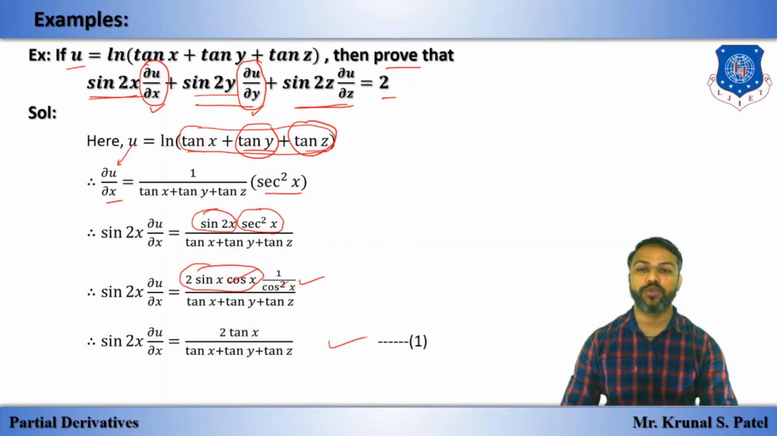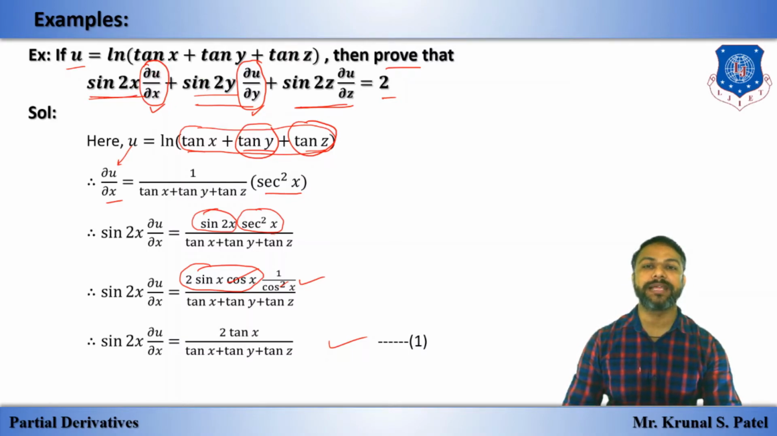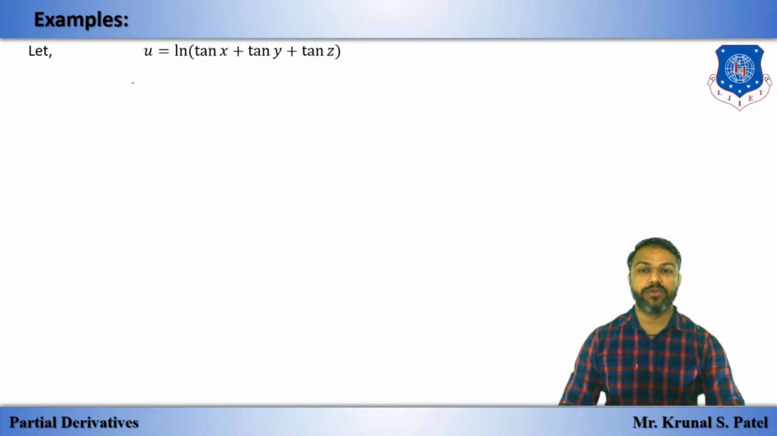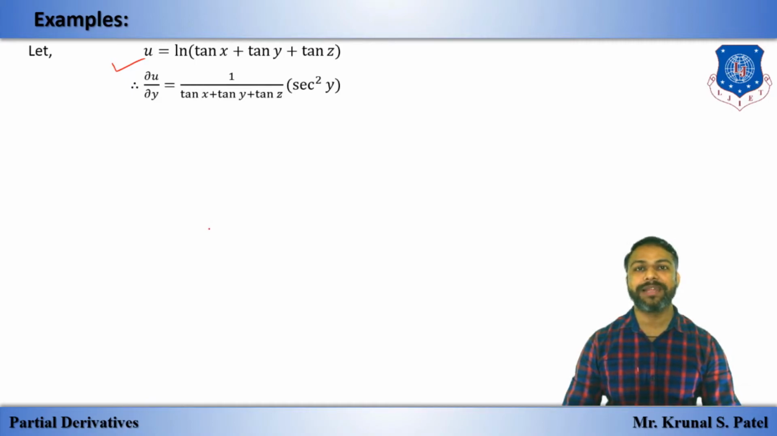That means sin 2x into del u by del x. Same way we will find sin 2y into del u by del y. Let's have a look. So just write down u. Now differentiating partially with respect to y. So apply del y on both sides, and we know the differentiation of ln is 1 upon, and differentiation of this bracket by chain rule. Now this time we want to differentiate with respect to y. So x and z will be treated as constants. So differentiation of tan x and tan z, these two will be 0, and differentiation of tan y is sec square y.